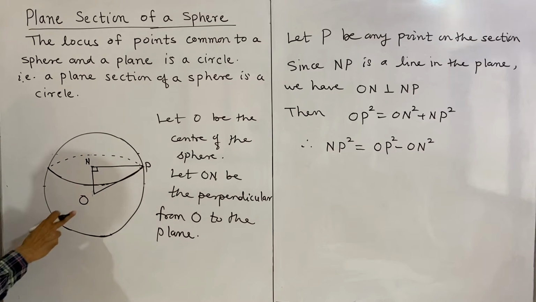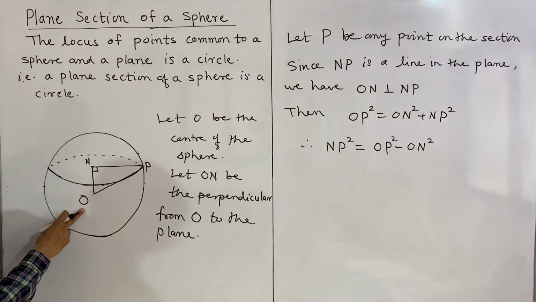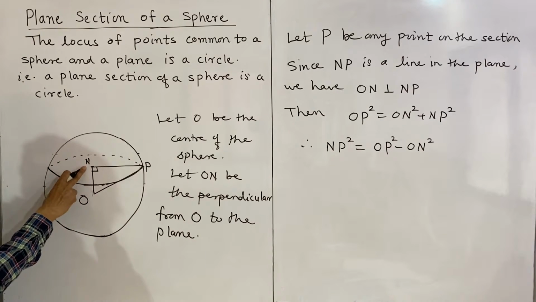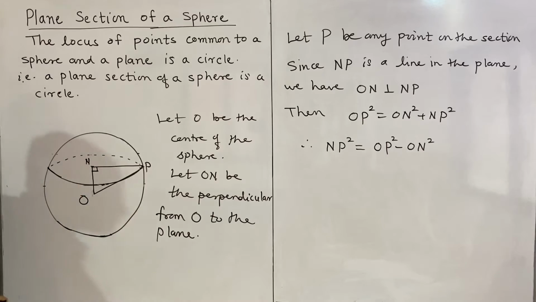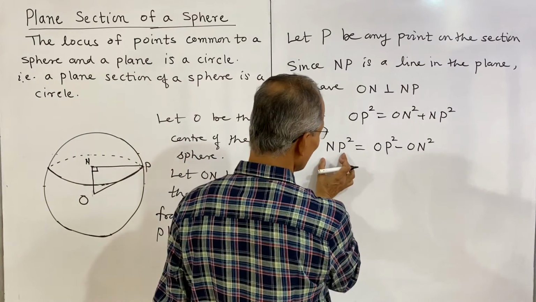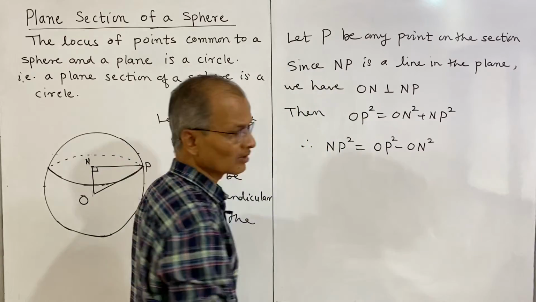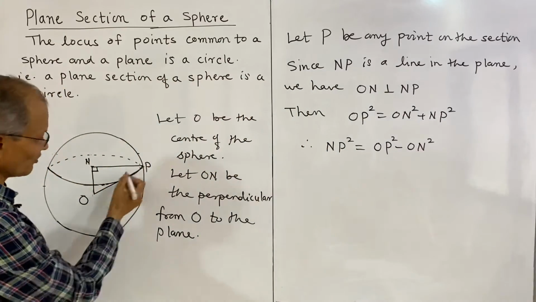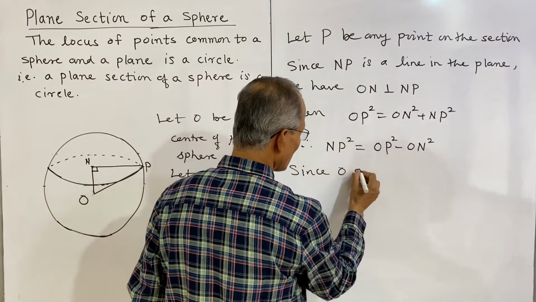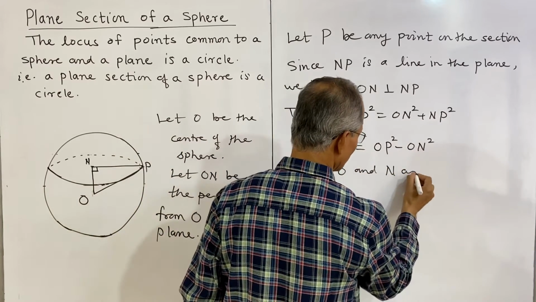Now you see, O is the center of the sphere, so it is a fixed point, and N is the foot of the perpendicular, therefore it is also fixed. O and N are fixed, and therefore this distance NP square depends only on the point P, or the position of the point P, since O and N are fixed points.